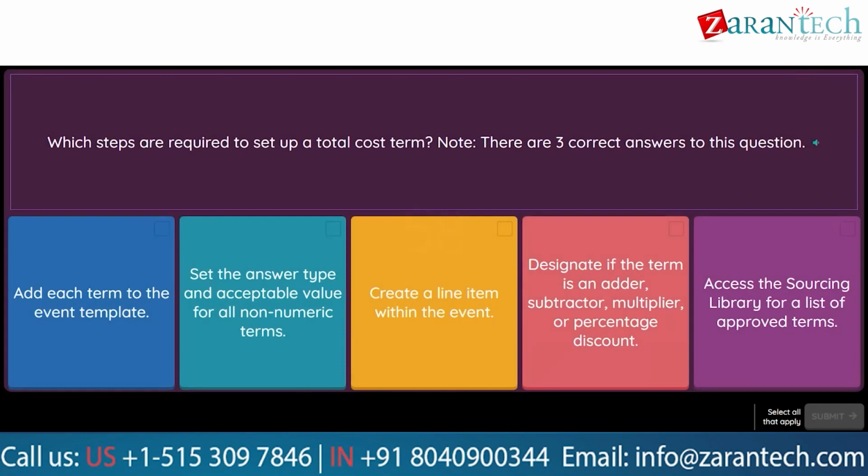Question: which steps are required to set up a total cost term? Note, there are 3 correct answers to this question. Option 1: Add each term to the event template. Option 2: Set the answer type and acceptable value for all non-numeric terms. Option 3: Create a line item within the event. Option 4: Designate if the term is an adder, subtractor, multiplier, or percentage discount. Option 5: Access the sourcing library for a list of approved terms.